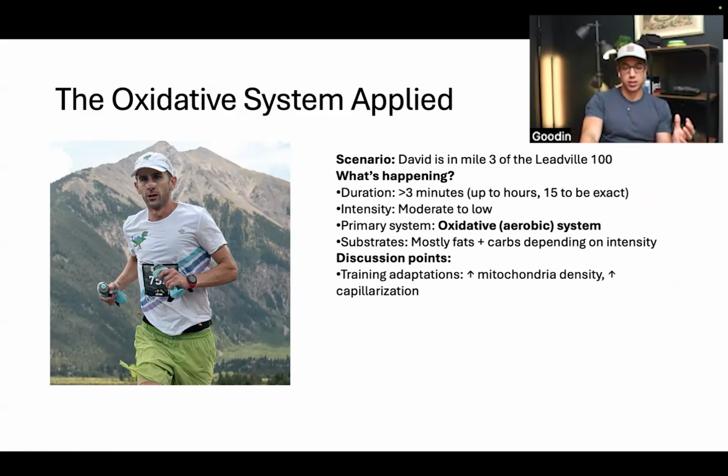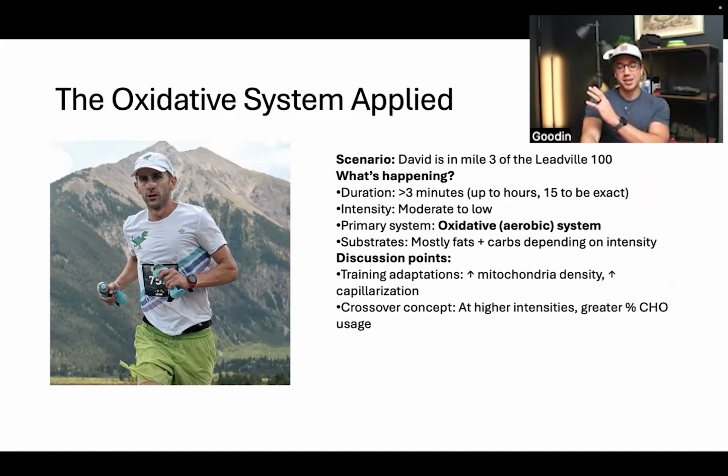So he does a lot of training in those zones. It doesn't mean he doesn't train higher than that, because he does. I've seen his Strava, but most of it's going to be lower than that. Okay. If he were to run at higher intensities, he would require a greater percent of carbohydrate utilization. It wouldn't be as what we call carbohydrate sparing.